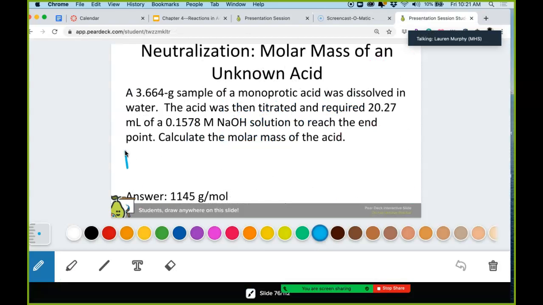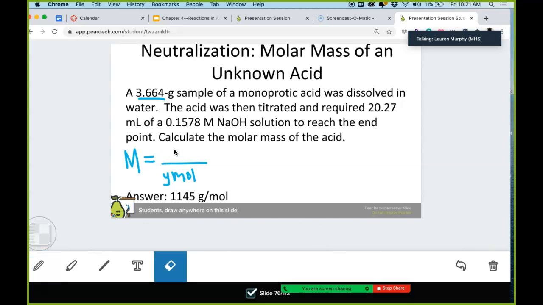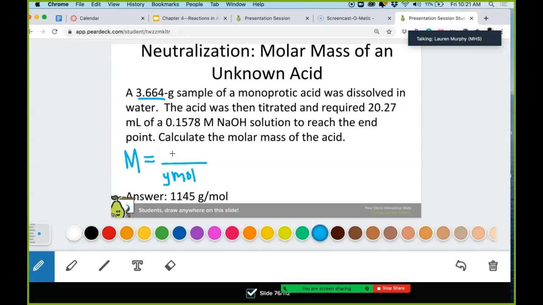Molar mass is defined as grams over moles. So if you know grams and you know moles, you can take your grams and divide by your moles and you can get molar mass. So I'm already like halfway there. I have the grams of the sample. I don't have to worry about that part. It's given in the problem: 3.664 grams of the sample. So really what I need to find out is the moles of the acid.